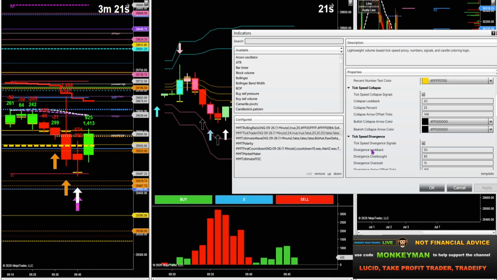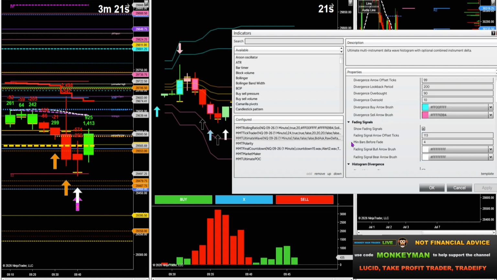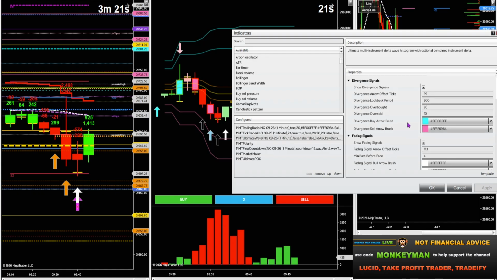So on the 1-minute chart, I've got the tick speed collapse as black. The divergence is still orange. I should probably make these the same color so I don't get confused. Then on the ultimate wave, the fading signals are white and the divergence signals are a bright blue or a bright pink.